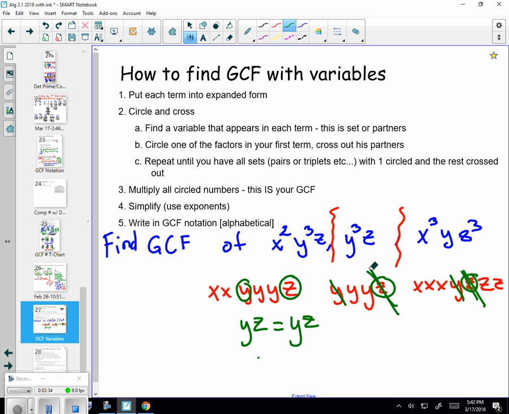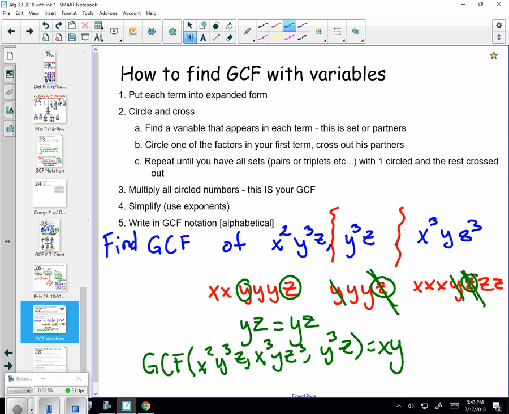Finally, what's your answer? The GCF, we need to go alphabetically. They all have z's, so let's make sure we at least put our x's first. X squared y cubed z, x cubed y z cubed, y cubed z is x, y.